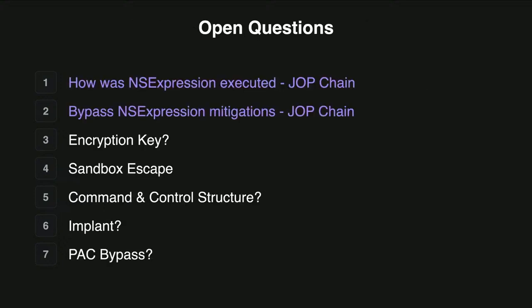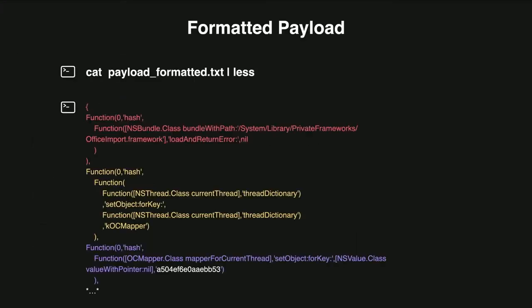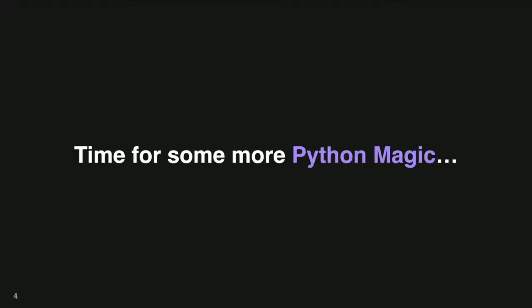Yeah, so we did know at this time what the JOP chain was doing, but we still had a lot of other open questions. And that's what we're going to focus on today. I'm still pretty good on time. Yeah, so this is where we left off the analysis in April. And this is actually not beautiful, it's not fun to analyze. So at this time, I just said, okay, it's time for some Python magic, and we need to actually find a much, much better way to do this.